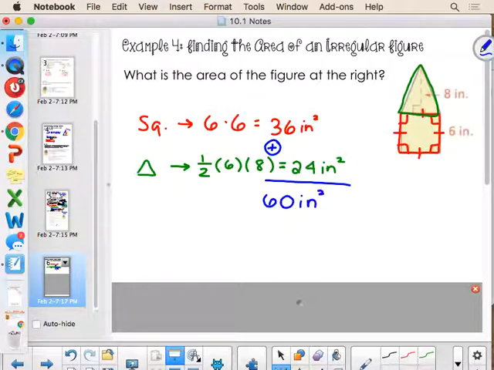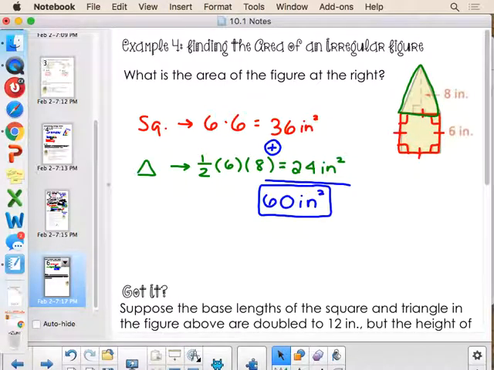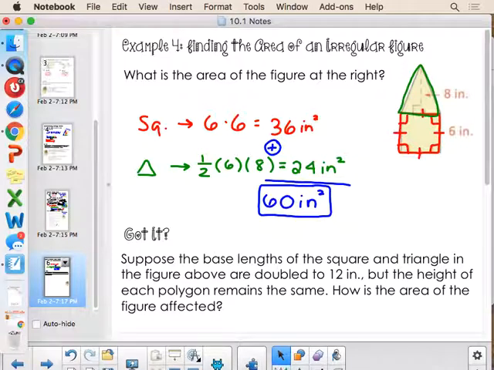All right, questions on that? Okay, read your got it very carefully. Your got it says, suppose that the base lengths of the square and the triangle in the figure above are doubled to 12 inches, but the height of each polygon remains the same. How is the area of the figure affected? So maybe it'd be helpful to find the actual area, right? Did you already do that? Okay, give me 1 more minute. I'll show your answer. If you're feeling good about this and you want to move on to your check for understanding for the day, that's your last task. Okay?